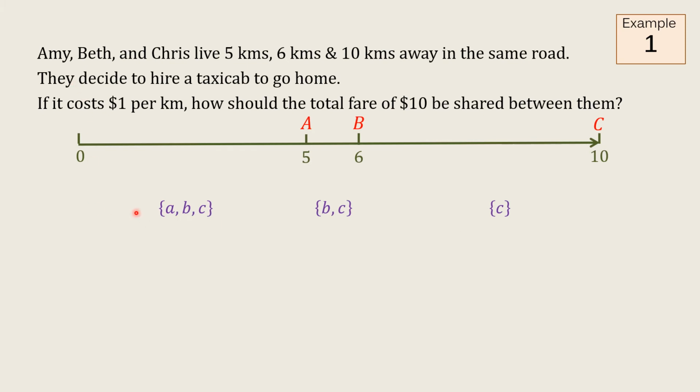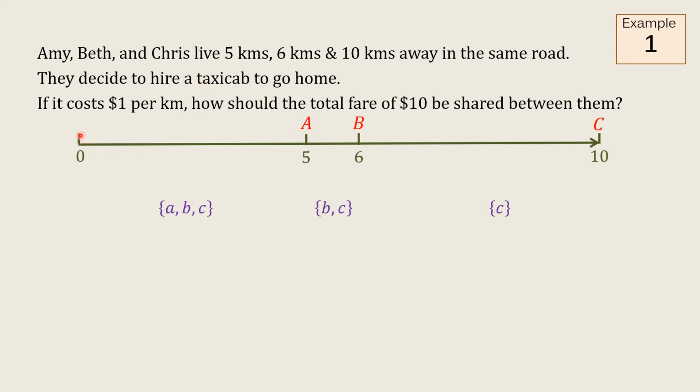Here's the first example. We have 3 agents, and we'll call them a, b, and c. And these are 3 people. They begin at this point, and their destinations are 5 kilometers, 6 kilometers, and 10 kilometers away from this point where they begin. And they need to share a taxicab.